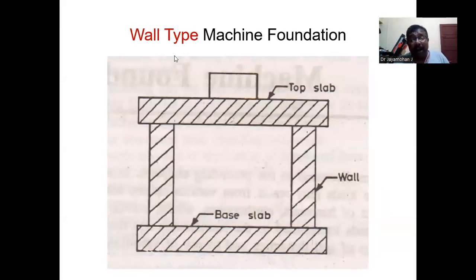The third type is a wall type machine foundation. So there are either two or three walls. There's a concrete base slab. Over it there are two or three walls. Above that there is a top slab. Above that we have the foundation.